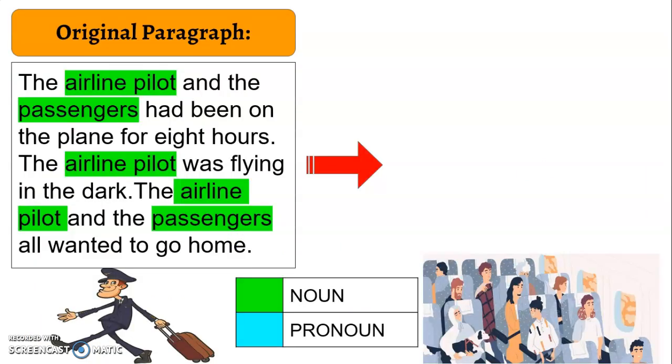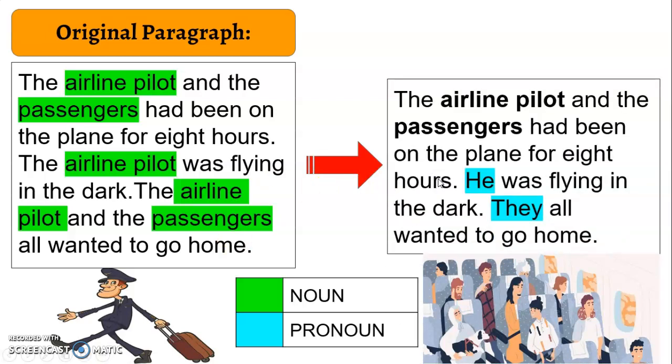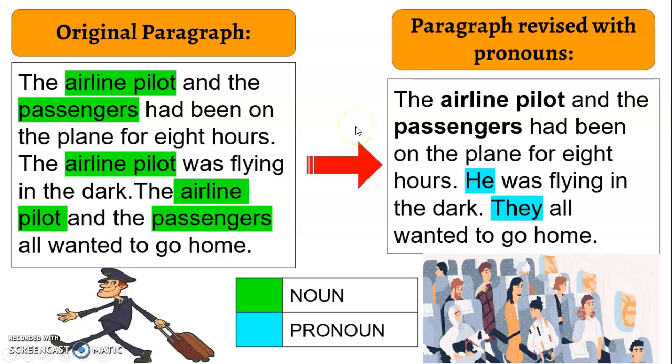Putting these into practice, let's warm up and see how subject pronouns work. In this paragraph, we have the nouns that are highlighted in green. The airline pilot and the passengers had been on the plane for 8 hours. The airline pilot was flying in the dark. The airline pilot and the passengers all wanted to go home. Even reading that, it sounds pretty repetitive. So we use pronouns, subject pronouns specifically, to make it sound less repetitious.